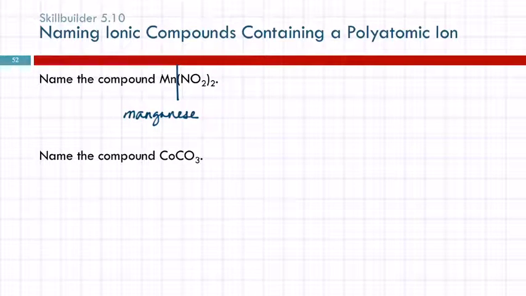So the first element is manganese. Is manganese in groups 1A, 2A, 3A, zinc, or silver? It's not. So it needs a Roman numeral. I don't know what that is yet. I'll come back to it. Now, I need a name for everything else. Don't split it up. This one has parentheses. We're just looking at what's inside the parentheses. So NO2, that's nitrite, right? Because I made you memorize nitrate, NO3. This is one less. This is nitrite. So I'm going to write nitrite.